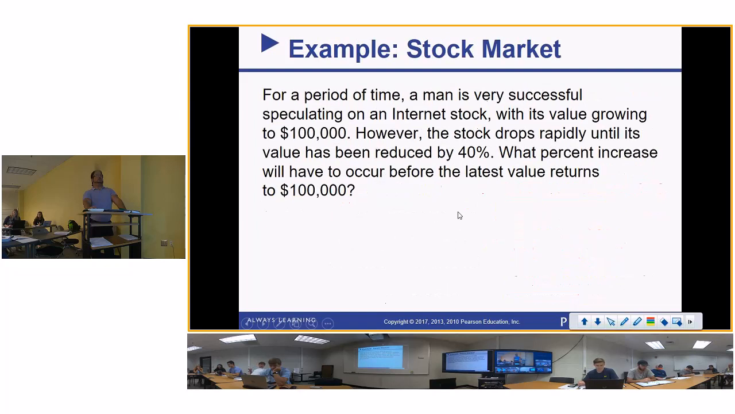In a period of time, a man is very successful speculating on an internet stock, with its value growing to $100,000. However, the stock drops rapidly until its value has been reduced by 40%. What percent increase will have to occur before the latest value returns to 100,000?